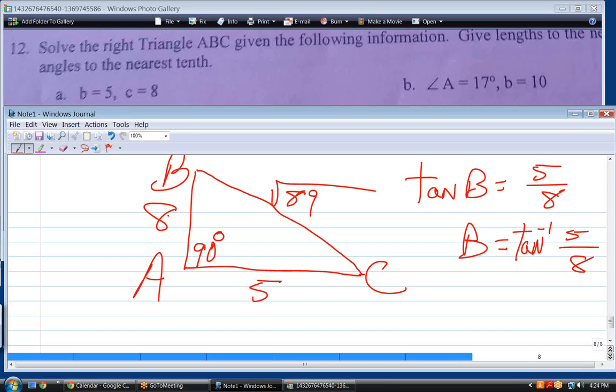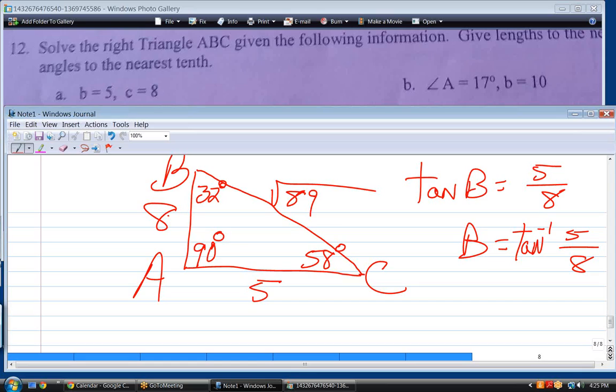It would be 32 point... to the nearest tenth. So 32 degrees. What's angle C? 58. Remember, the two short angles are always complementary. Yeah, 58. I put it in my calculator wrong. 58 degrees.